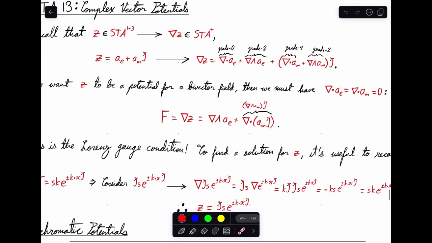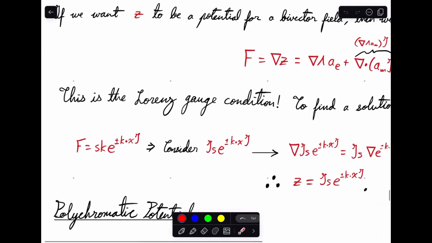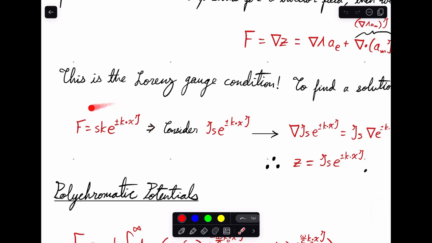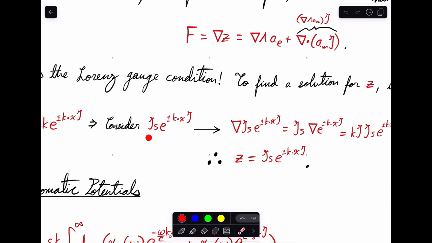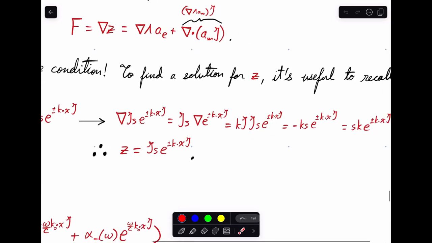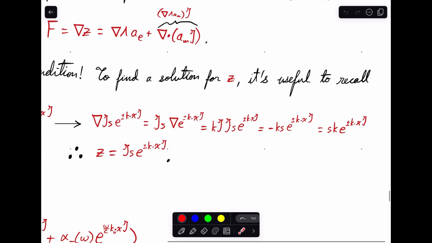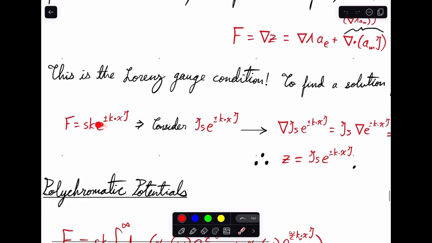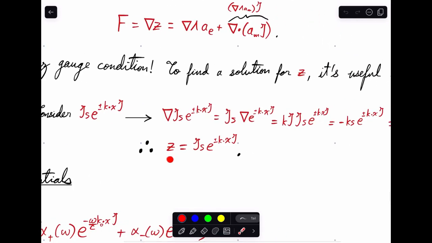Now, to find a solution for z, it's useful to recall the monochromatic solution for f, where we have a single color. We'd like to consider what happens if we don't have k down here, but we have I and s. Taking the gradient of this doesn't affect is, it only affects this. You have a factor of ki come down here, which equals negative ks equals sk, which is just the definition of f again. So that tells us that indeed e to the k dot x I should be the monochromatic potential.